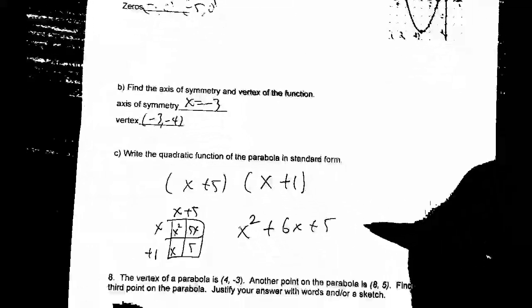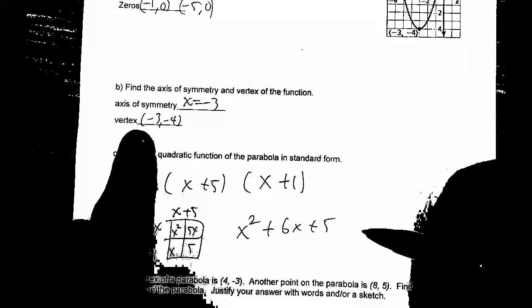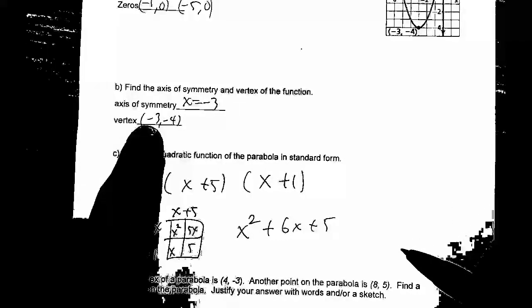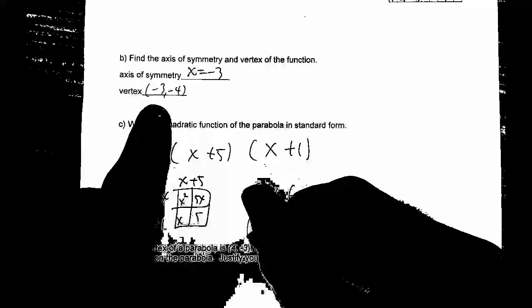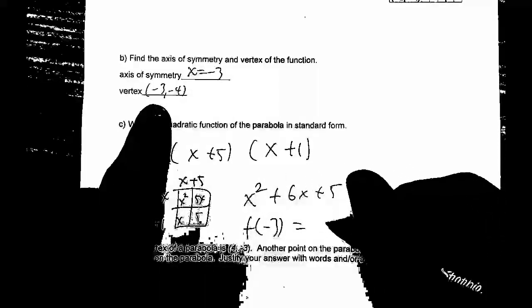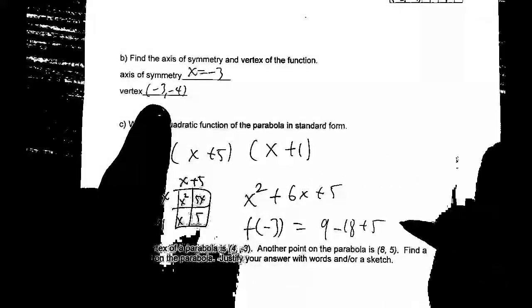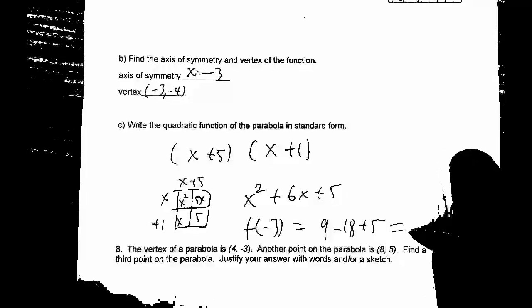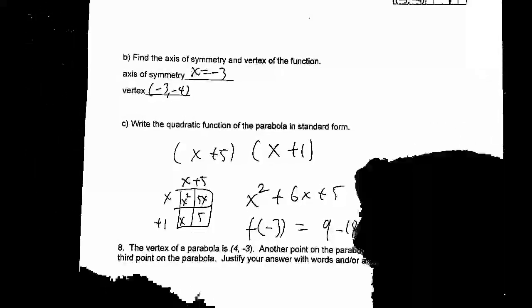x times x is x squared, 5x, x, and 5, so x squared plus 6x plus 5, right? And we know the vertex is (negative 3, negative 4), so when I plug in a negative 3, I should get negative 4. Let's make sure that's true. So f of negative 3 would be 9 minus 18 plus 5, and that is 14 minus 18, so that is negative 4, so we're good to go. This is the equation in standard form.